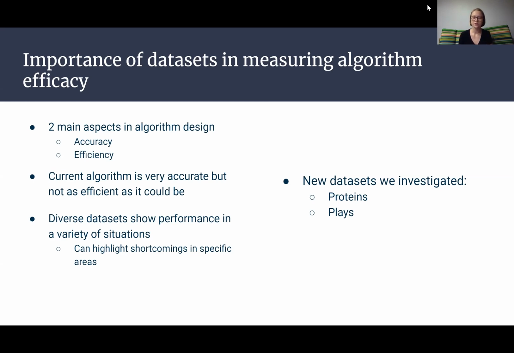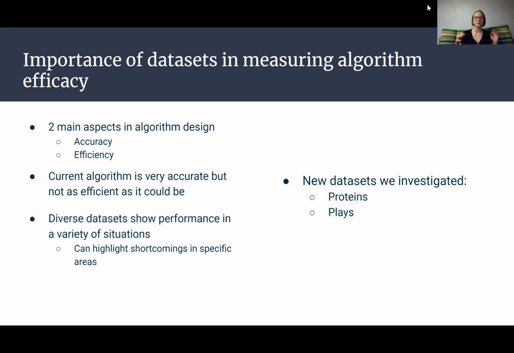There are two main aspects when you're designing an algorithm. There's the accuracy, so how well it approximates the function you're trying to approximate, in this case, and the efficiency, so how much time and space it takes up as it does so. Now, our current continued fraction regression algorithm is very accurate, but it's not as efficient as it could be. Sometimes it takes hours to run it on a single data set.